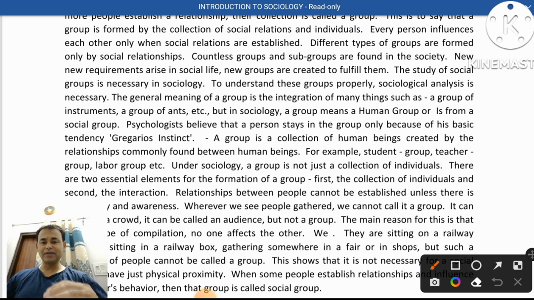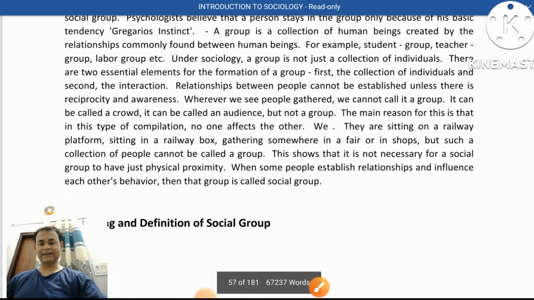The general meaning of a group is the integration of many things, such as a group of instruments, a group of ants, etc. But in sociology, a group means a human group or a social group. Psychologists believe that a person stays in the group only because of his basic tendency, the gregarious instinct. So here we will understand the characteristics.